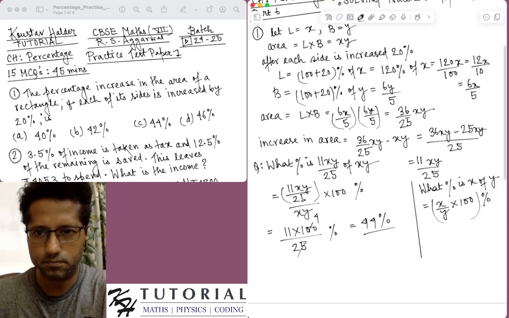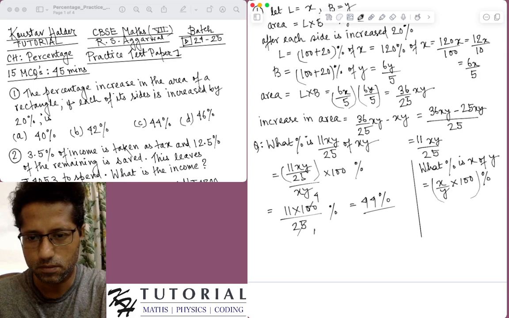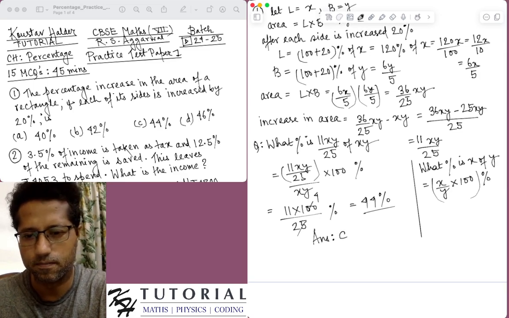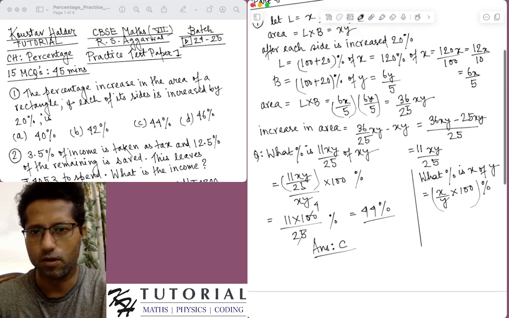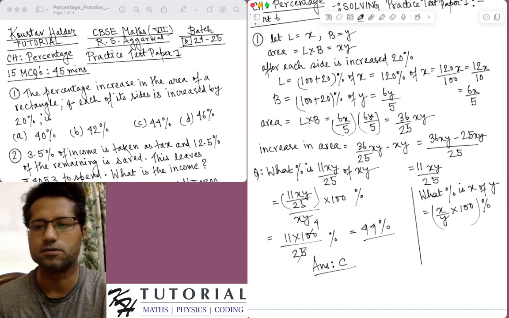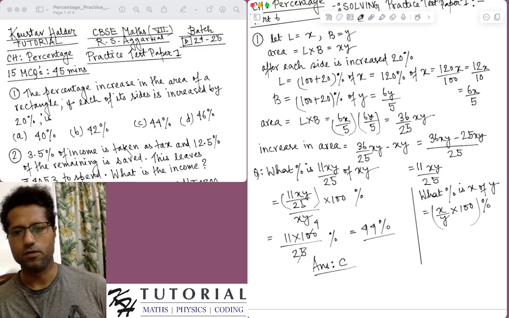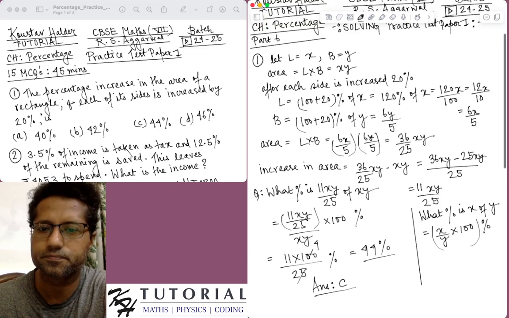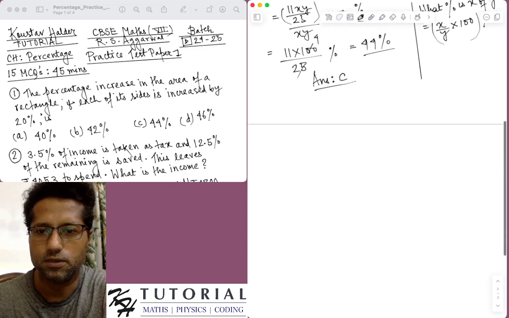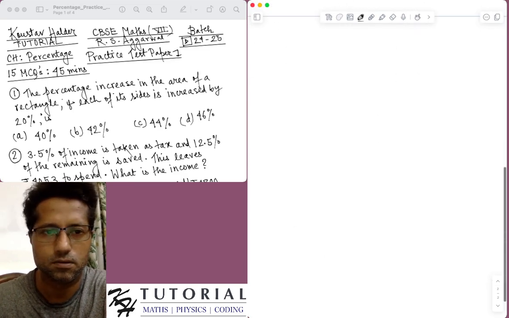So the answer is choice C. While I am solving the problem, you can pause the video and take a screenshot of the solution for your future reference.